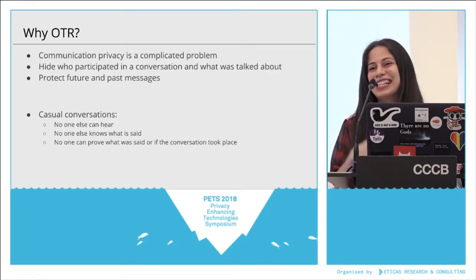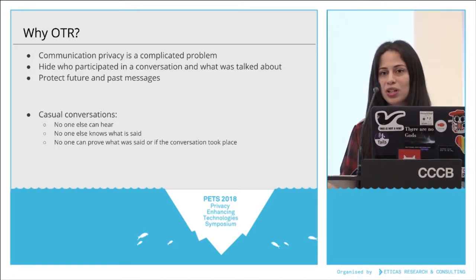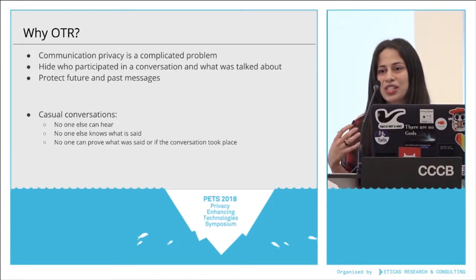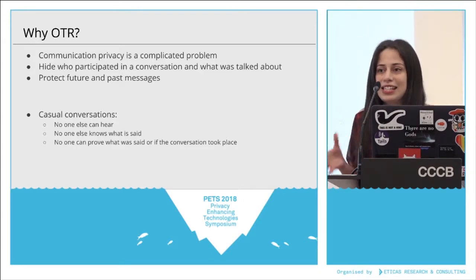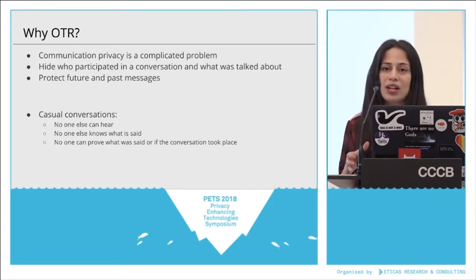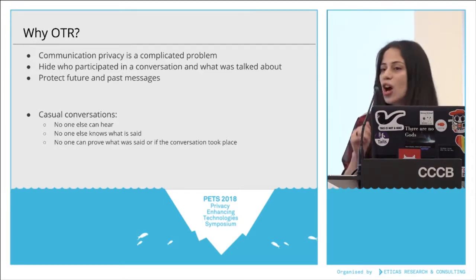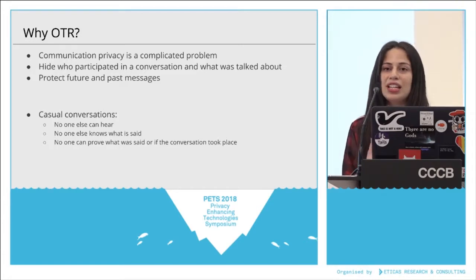Because in real-world conversations, we often have this property. Why do we have this property? For example, if I'm talking with someone in the real world and this person later says, oh, Sofi said this information in our conversation, I can go and say, no, I didn't say that. I can deny having said that information because no one else can actually prove that I said this in this conversation. And actually, no one can really hear what's been talked about in a real-world conversation. No one really knows what has been said. No one really knows who participated in this conversation. No one really knows if this conversation actually took place.